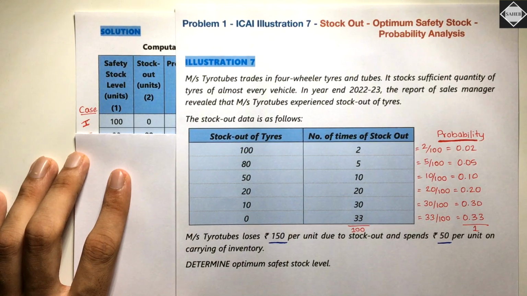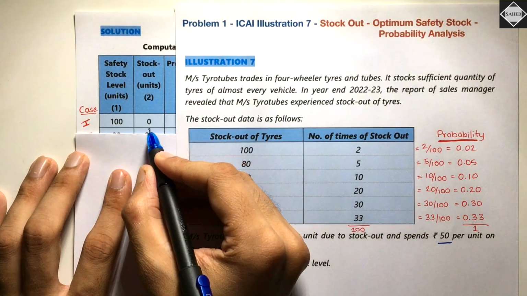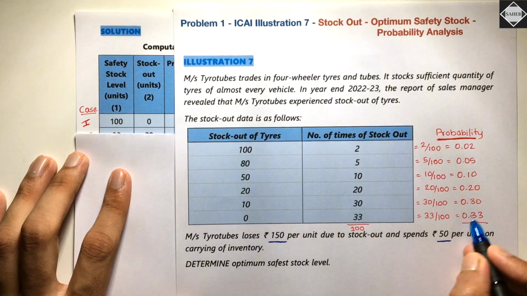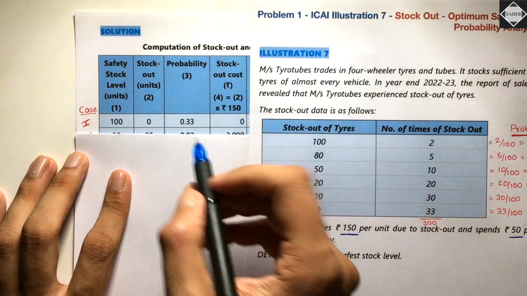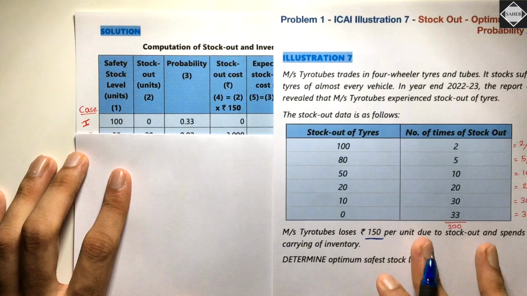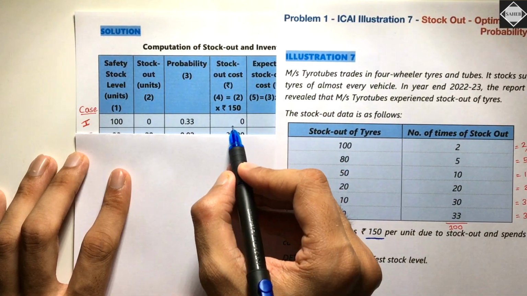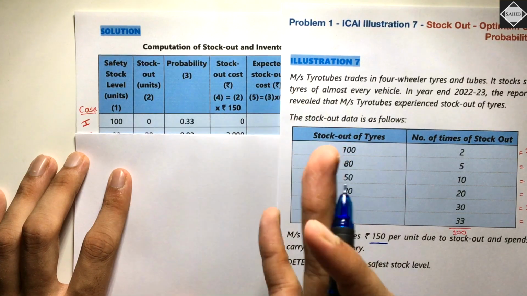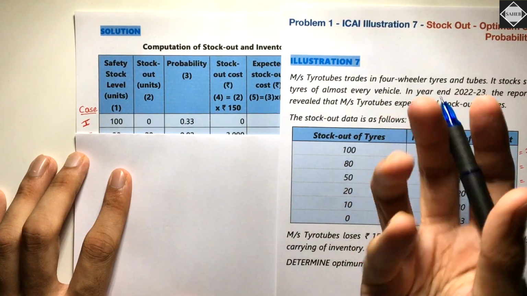And what are the chances of stock out being 0? Stock out 0 chances are 33%. 0.33 means 33%. So you will take it over here in the probability column, 33%. Is it clear? Simple and straightforward. Stock out cost you need to calculate, but here there are no stock out units at all, because we had maintained safety stock of 100.